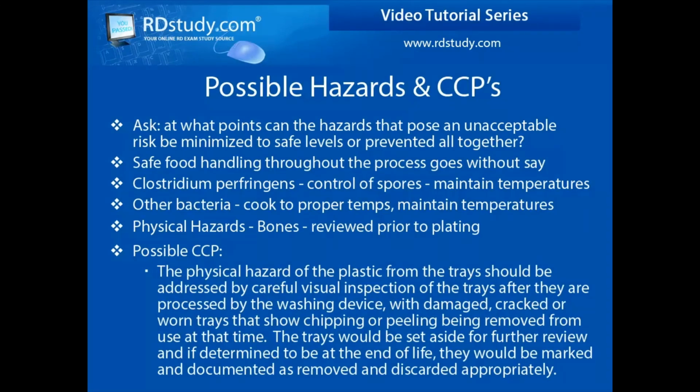The physical hazard of the plastic from the trays should be addressed by careful visual inspection of the trays after they are processed by the washing device, with any damaged, cracked, or worn trays being removed from use at that time. The trays should be set aside for further review, and if it is determined that they are at the end of life, they should be marked and then documented as removed and discarded appropriately. This shows a very simplified version of a CCP. There can be many steps within the process that address one particular item. At this point, we are ready for Principle 3, establishing critical limits for each critical control point.